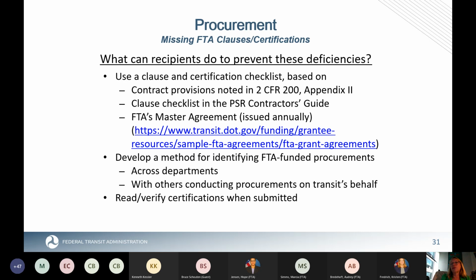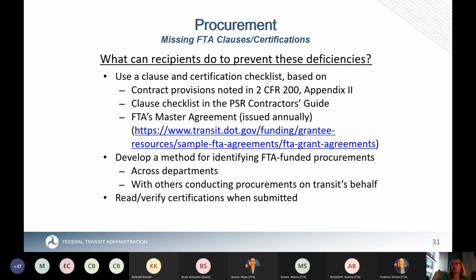We are not looking at the longer list of clauses that you may be familiar with in the past. That doesn't mean that these clauses or certifications are not required. It just means that these are the ones that FTA is focusing on. The ones that we're focusing on are primarily the ones that are in 2 CFR 200, which contains the overarching procurement requirements under Appendix 2. We also have a clause checklist that feeds off of that, which we use in the procurement system review, in the contractor's guide within section 11.